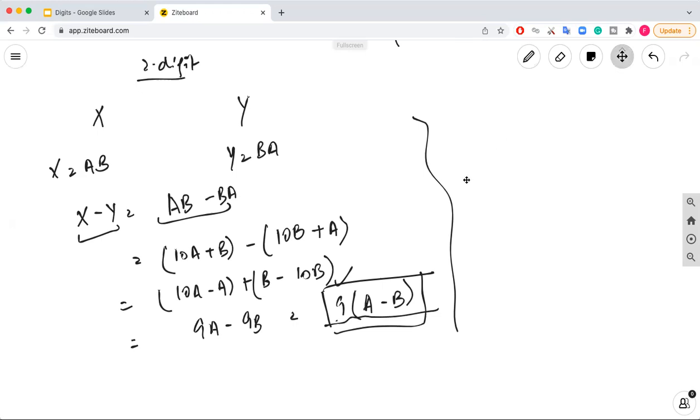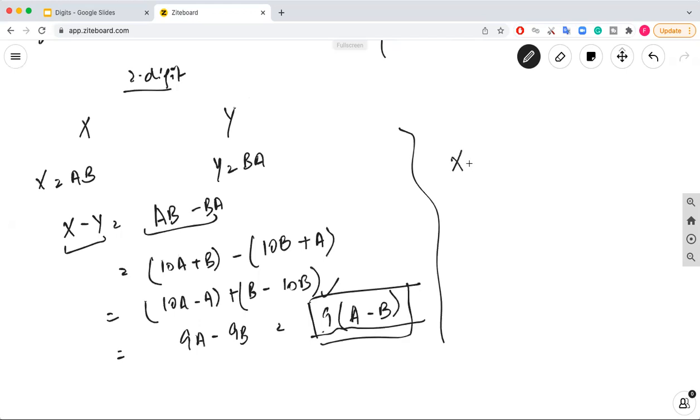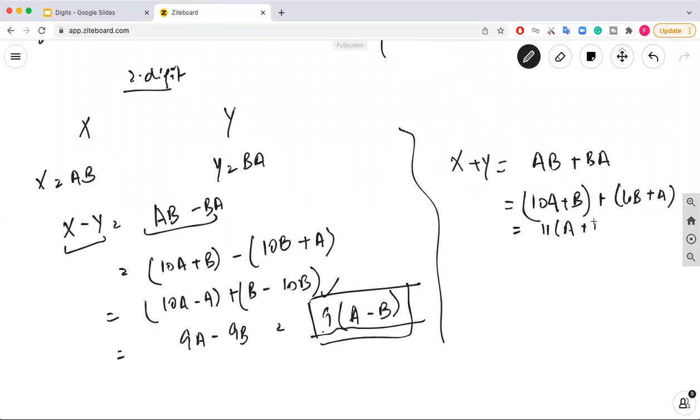Yeah. And if I go for the addition case, for example x plus y, what will be the result here? Can anyone of you tell? This is 10A plus B plus 10B plus A, so 11A plus 11B. Yes, exactly. This will be 11 into A plus B. So the result is a multiple of 11 in this case, and the result is a multiple of 9 in the subtraction case.